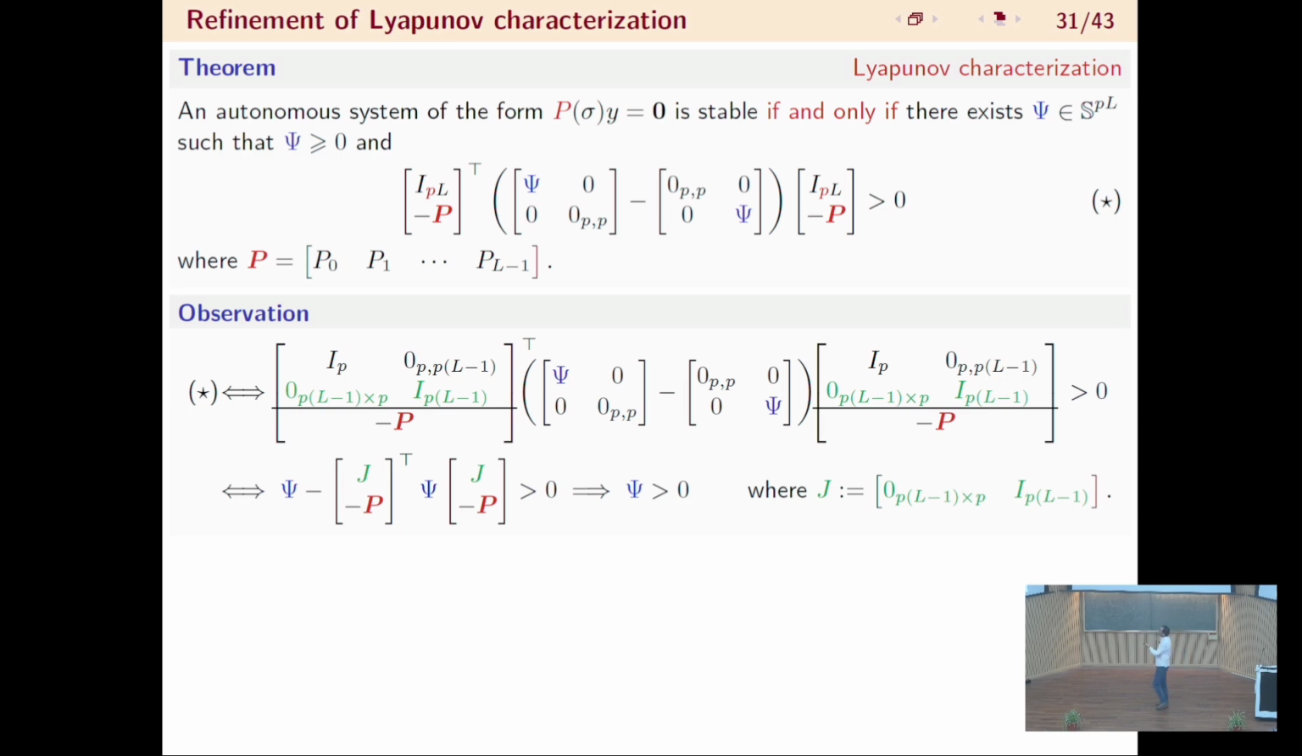But if I do that, one of the reasons I do that is to work with something more compact. Another is the following. This psi was supposed to be greater than or equal to 0, right? But if I look at this now, I see that psi needs to be positive definite, because psi is greater than this term, which is semi-definite. So psi needs to be positive definite even.